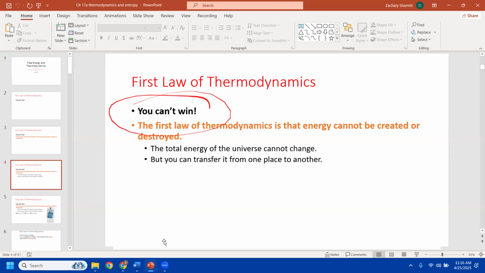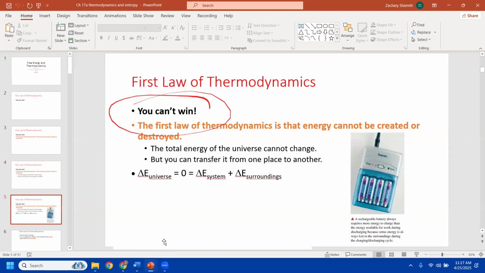It always has to come from something else, right? So the total energy of the universe cannot change, but we are able to transfer it from one place to another. Batteries are one way to store energy. So the first law of thermodynamics, if you've taken physics, you've learned this: the delta E of the universe is equal to zero, saying that all the energy of the universe is a combination of the system and the surroundings.